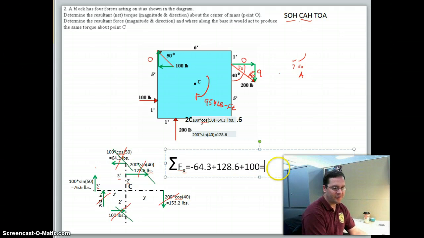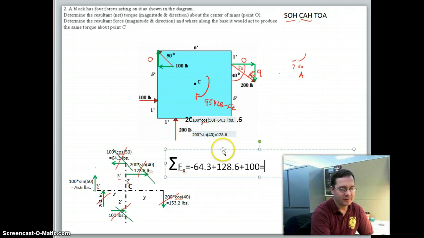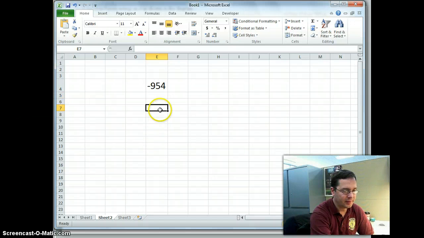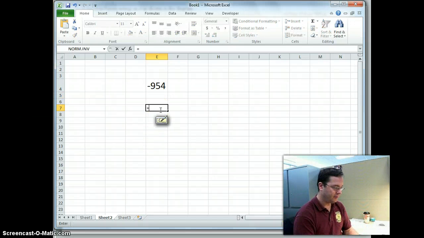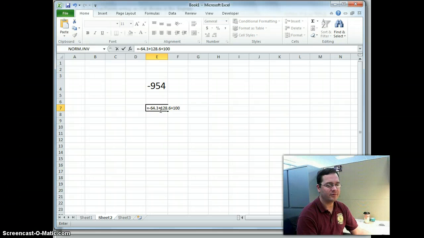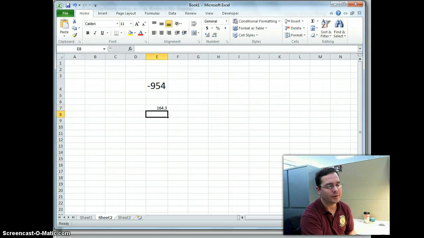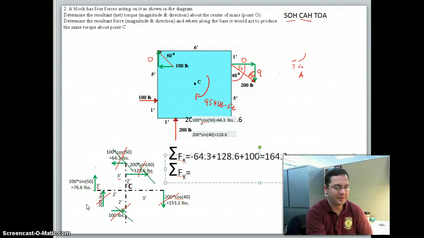So now we just simply need to add these. Well, again, an easy way to do this is I'm going to just copy that text right into Excel. And I'm going to say equals, paste that text into Excel, and Excel is going to give me my number of 164.3 pounds. Now that the x components have been calculated, it's simply a matter of calculating the y components.